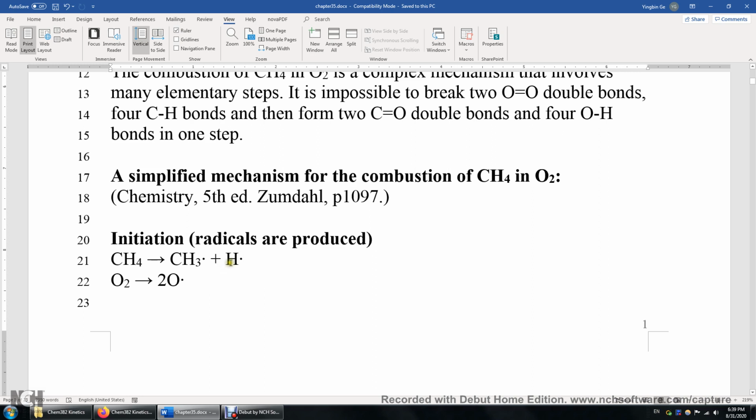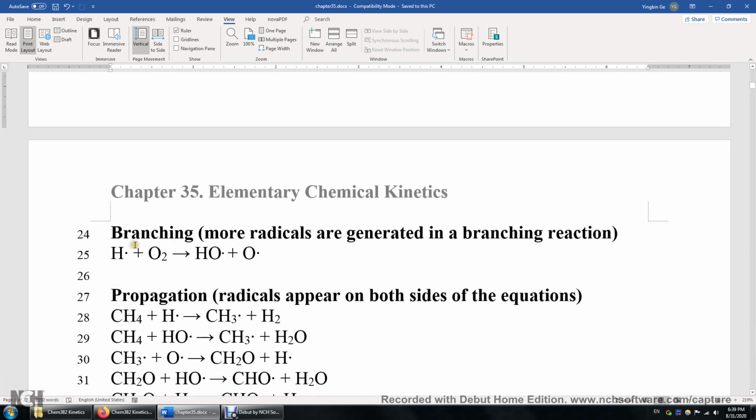Now you have radicals: H radical, CH3 methyl radical, and oxygen radical. All right? So in this initiation step, radicals are produced. Radicals are species with unpaired electrons. Radicals are typically highly reactive. Now let's look at this H radical. This H radical, again, it's very reactive. It attacks a molecular oxygen to form 2 new radicals, hydroxyl and oxygen radicals.